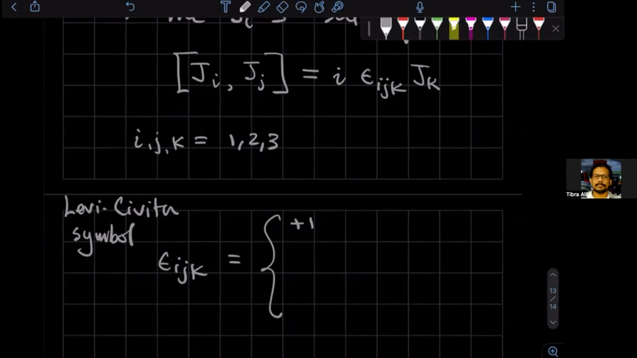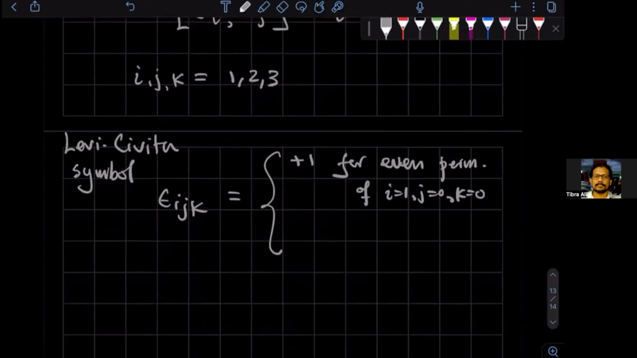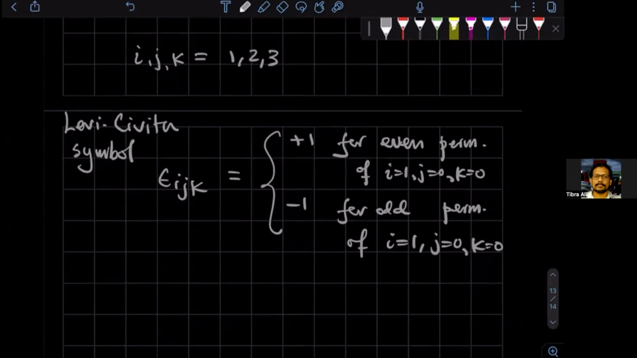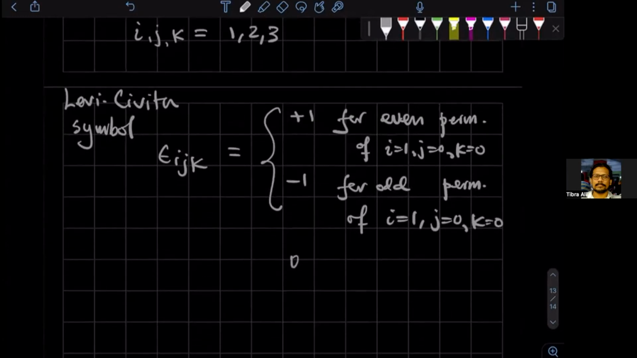So this is 1 for even permutations of i equals 1, j equals 2, k equals 3. Okay, let me just first give you the definition. And then it's -1 for odd permutations of i equals 1, j equals 2, k equals 3. And it's 0 otherwise.